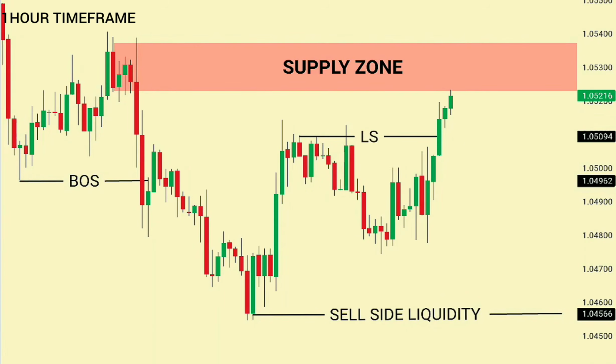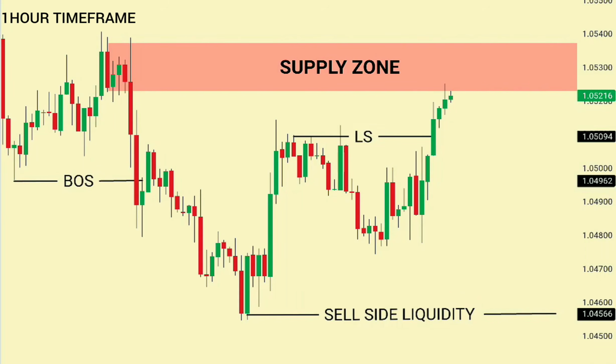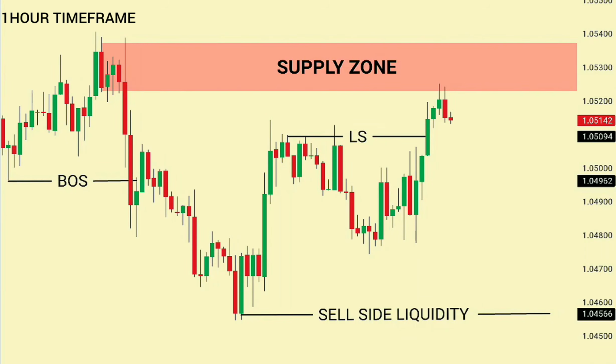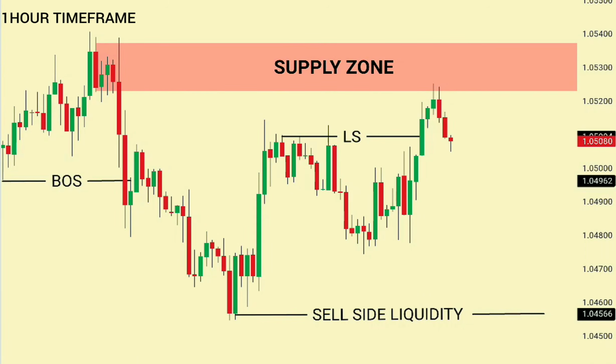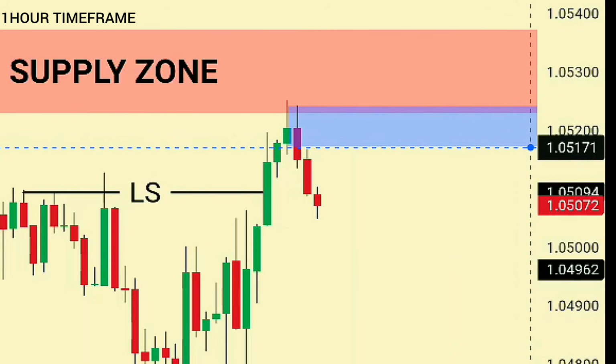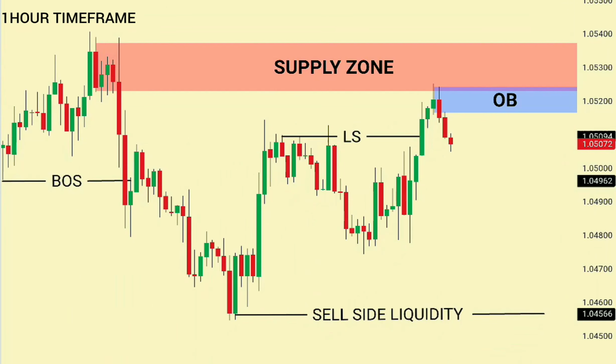After collecting the liquidity, price continues into the supply zone and begins mitigating it. At this stage, I'm paying close attention to how price behaves inside the zone, rather than reacting to the first touch. As price starts slowing down, a bearish order block forms within the supply zone.